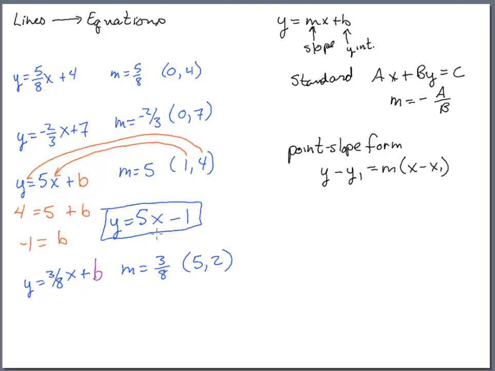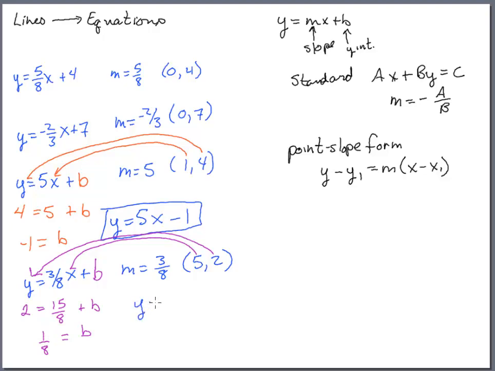And we stick in 5 for x and 2 for y. So we get 2 equals 3/8 times 5 is 15/8 plus b. Subtract 15/8 and we get 16/8, that's 2, minus 15/8, that's 1/8. B is 1/8. So that gives us our solution.